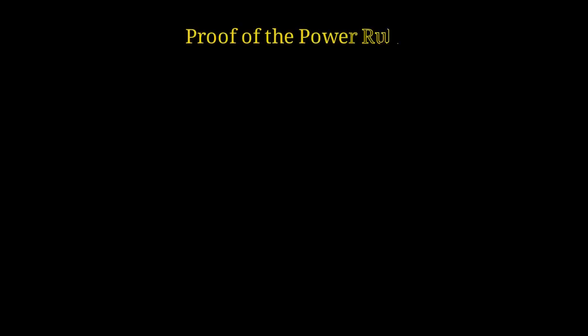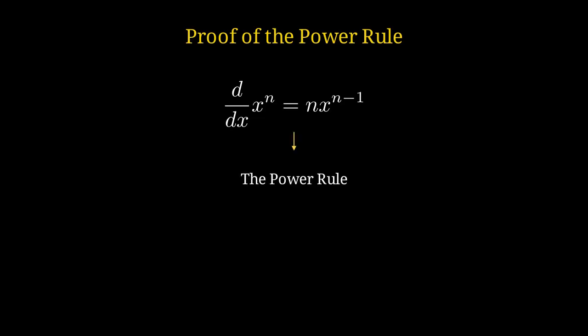Let's explore the mathematical proof of the power rule, one of the most fundamental rules in calculus. This is the power rule. The derivative of x^n equals n times x^(n-1).